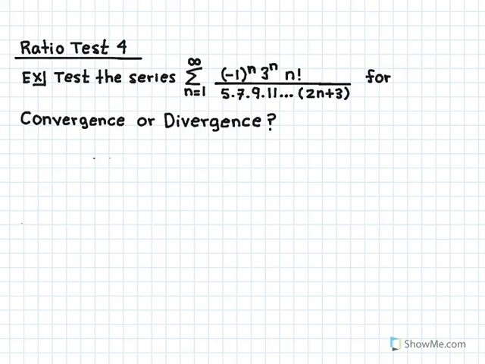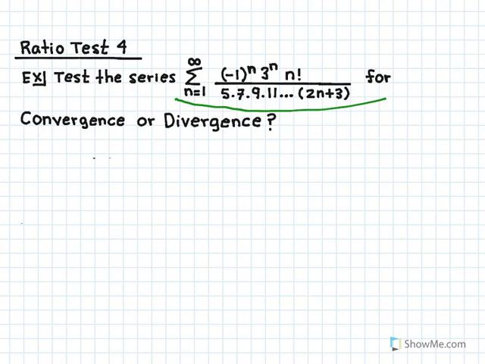In this video, we're going to look at a few more examples of the ratio test. Test the series summation n equals 1 to infinity, negative 1 to the power of n times 3 to the power of n times n factorial, divided by 5 times 7 times 9 times 11, and so on, all the way to 2n plus 3. We're testing this series for convergence or divergence. We're going to be applying the ratio test.